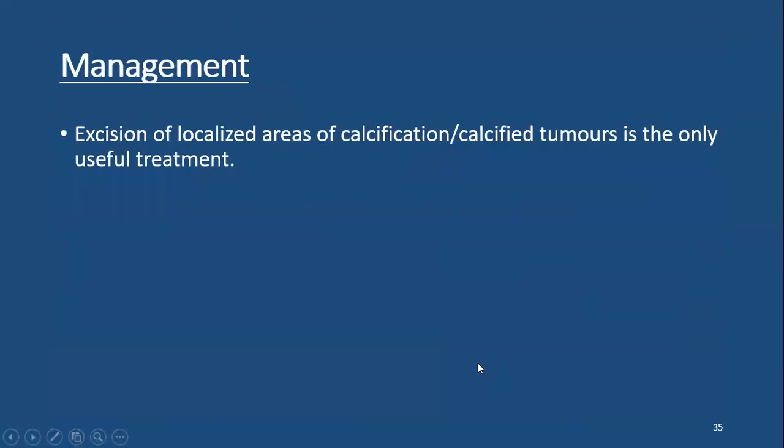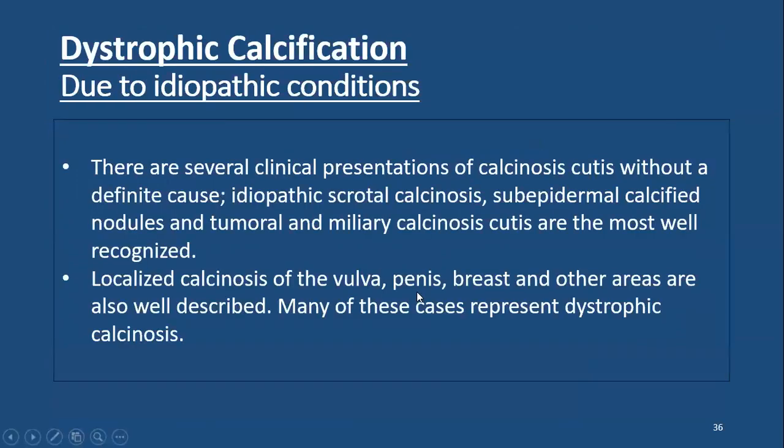Excision of localized area of calcification or calcified tumor is the only useful treatment. Then some idiopathic conditions may also result in dystrophic calcification. One of these is idiopathic scrotal calcinosis, where subepidermal calcified nodules or tumors are seen. Then miliary calcinosis cutis is another kind of idiopathic condition.